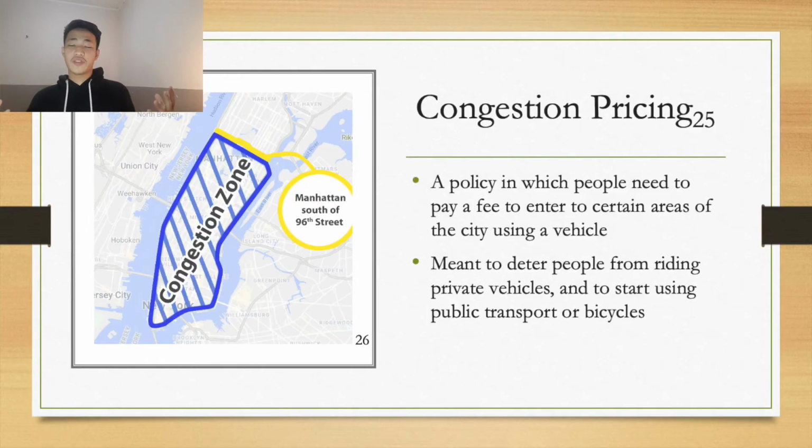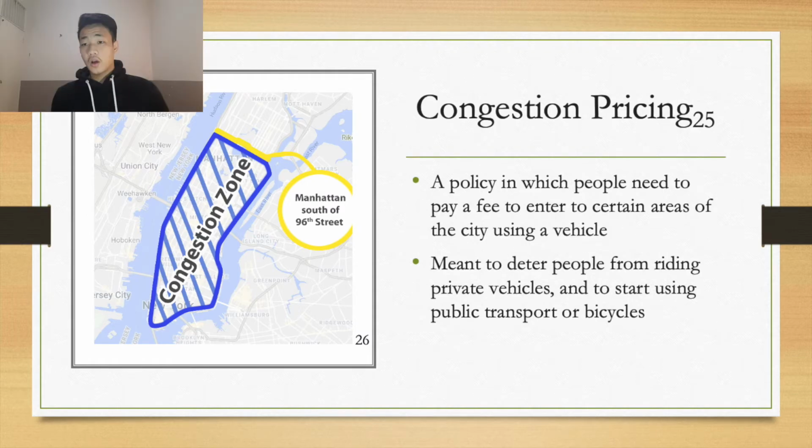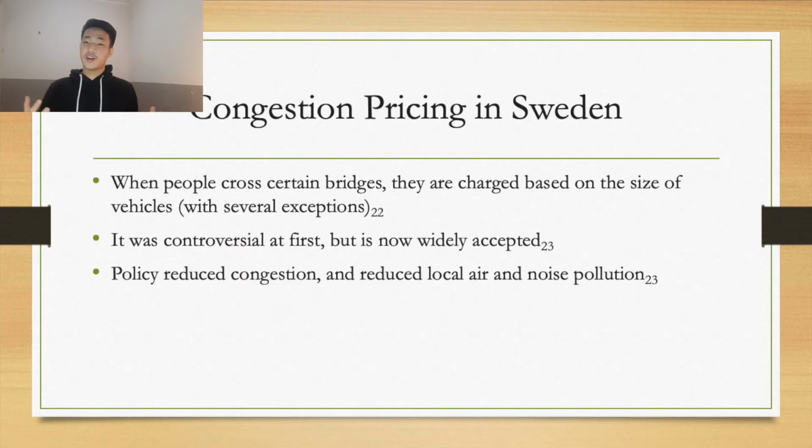One of the solutions to traffic is congestion pricing. This policy aims to reduce the number of private vehicles on the road by charging a fee to enter a certain part of Manhattan. This part of Manhattan is 96th Street and under, which is the most congested area in New York City. Congestion pricing also encourages people to use more public transport and use bicycles or walk to where they want to go. It has been successfully implemented in other countries such as Sweden.